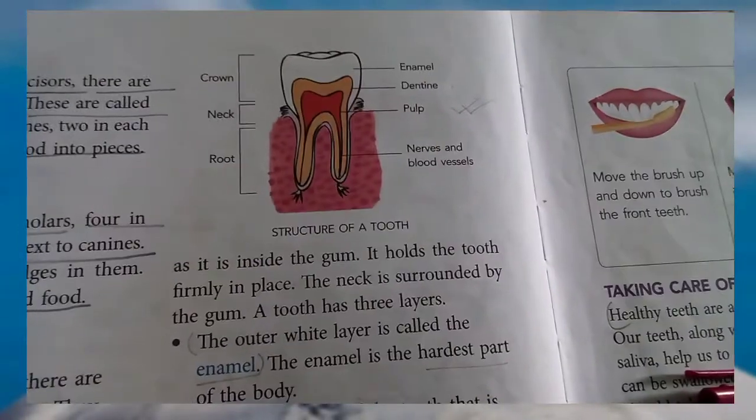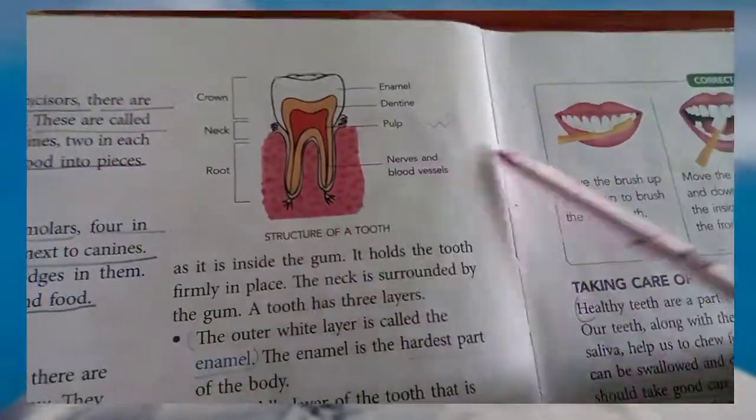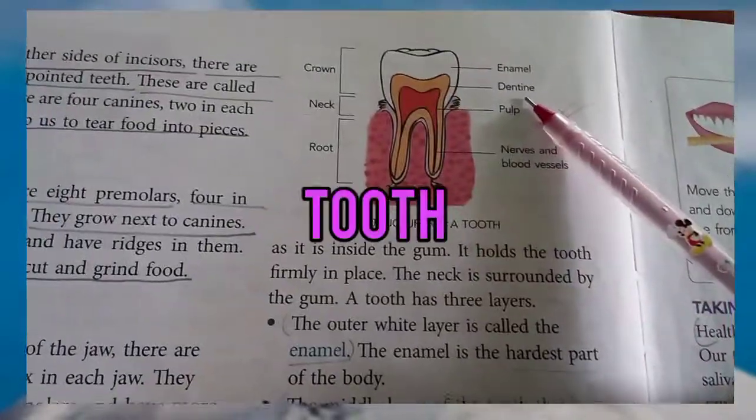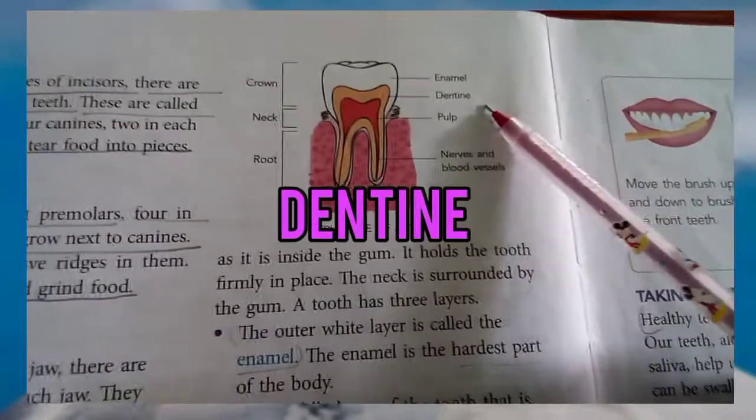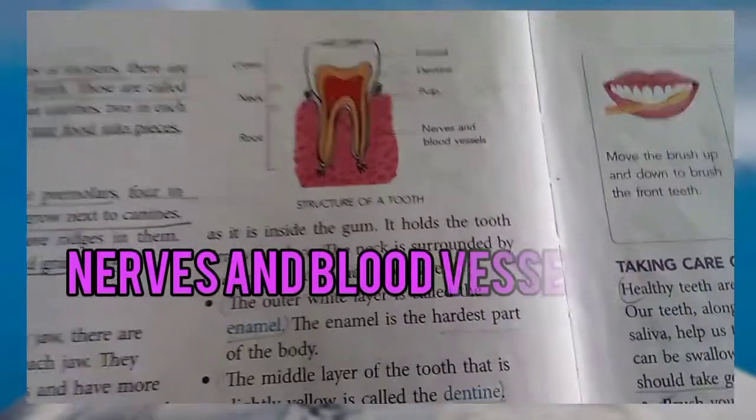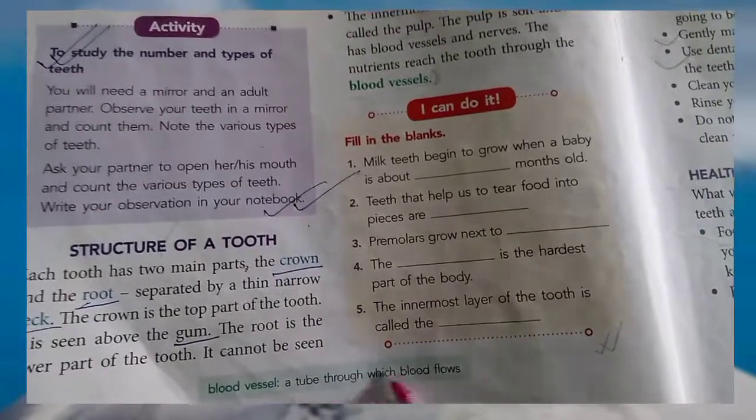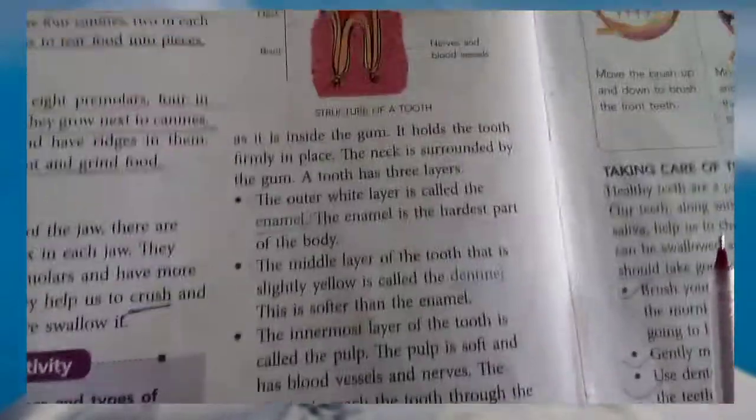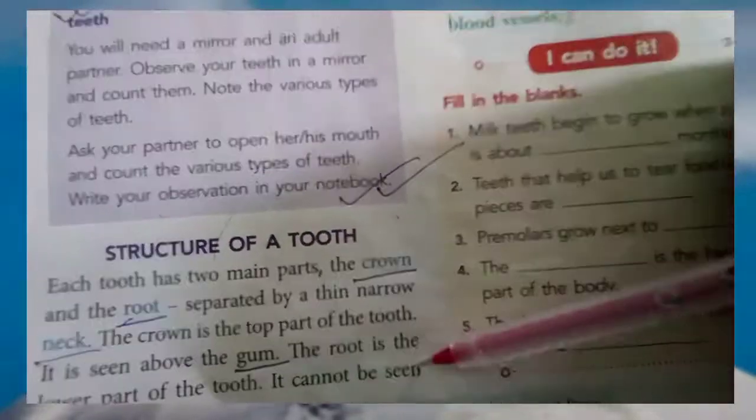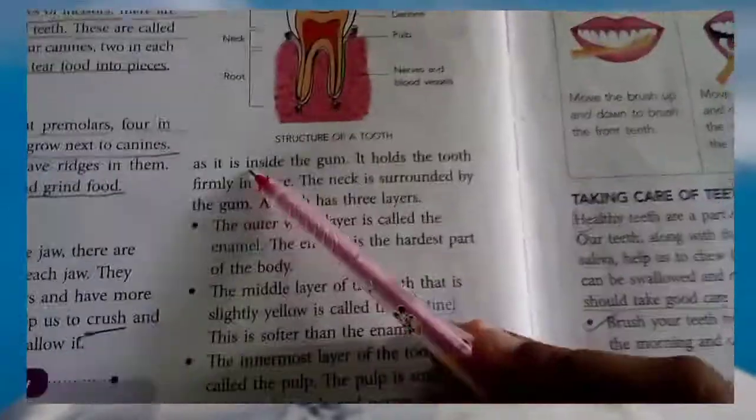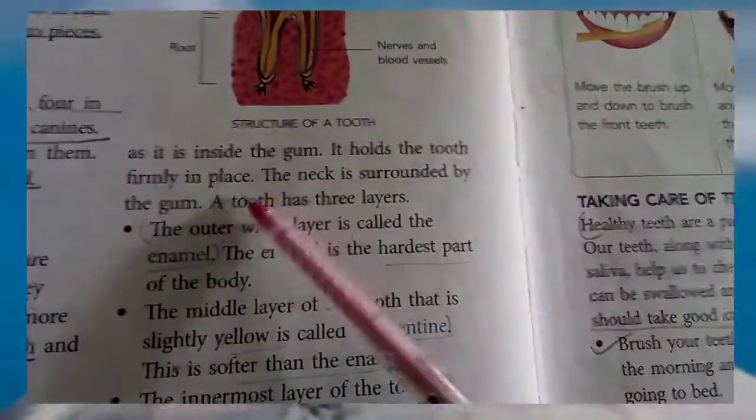Next, you can see here a diagram of a tooth. First is crown, neck, root, enamel, dentine, pulp, nerves and blood vessels. Now I will tell you the meaning of blood vessels. A blood vessel is a tube through which blood flows. Okay? You should remember it. Now see here, the root cannot be seen as it is inside the gum. It holds the tooth firmly in place.